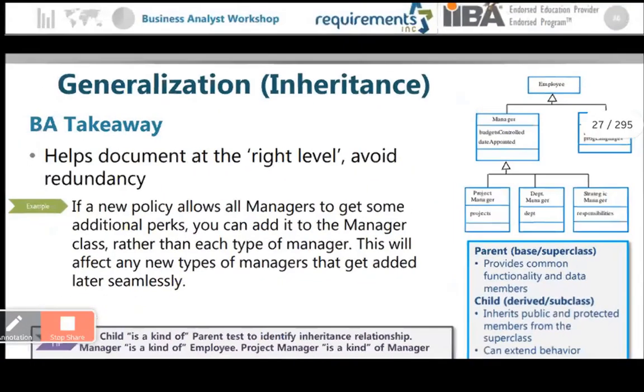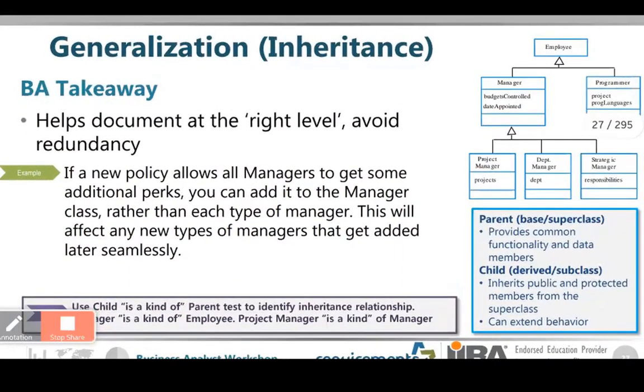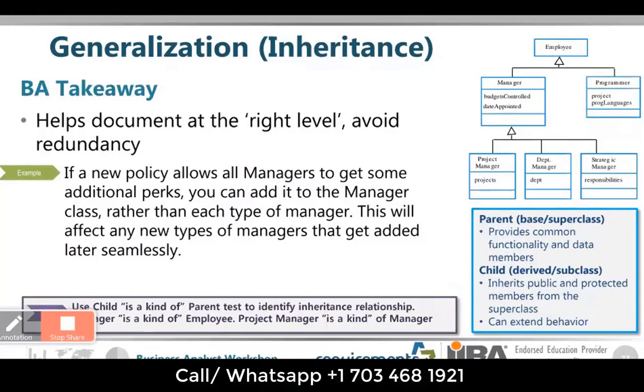So from a BA angle, what can we learn from this? What can we appreciate from this concept? One thing is you have to document things at the right level so that you avoid redundancy. For example, if a new policy allows all managers to get some additional perks, where does it belong? At the manager box, right? Not at the project manager, department manager, or strategic manager level, correct? Right. So that is where you have to fit it in.